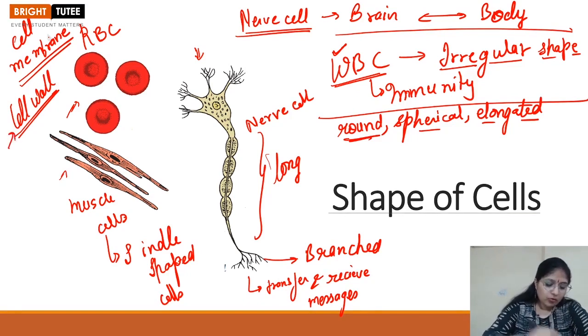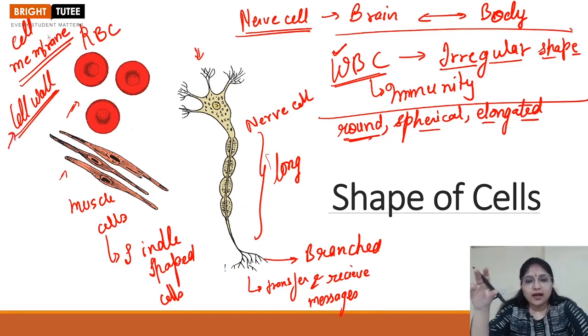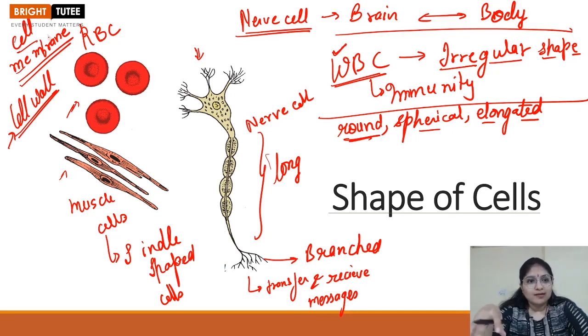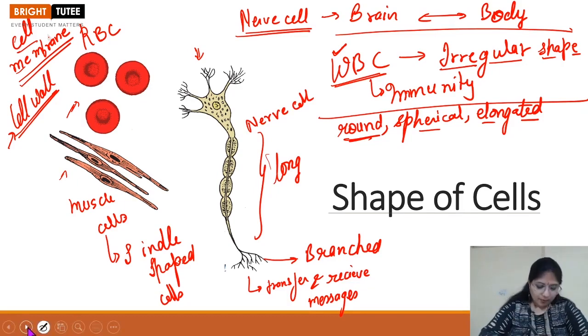This is an outer protective covering. It is quite thick and is only seen in the plant cells and some bacterial cells. The cell membrane is present in both plant and animal cells. Regarding this, you will study more when we go to the parts of the cell. For now, it is important for us to understand that the cell membrane maintains the shape of the animal and plant cells, and the cell wall is an extra covering which provides rigidity and protection to the plant cell, right? So this is all about the shape of the cell.